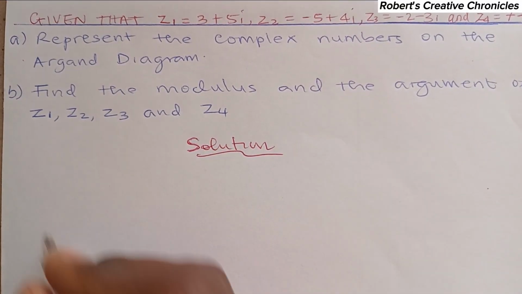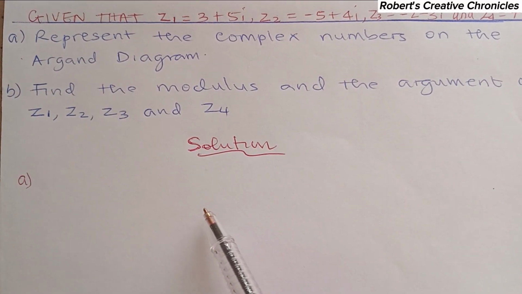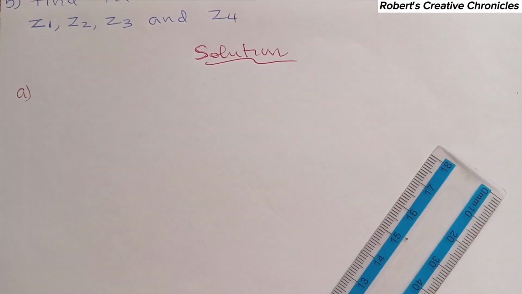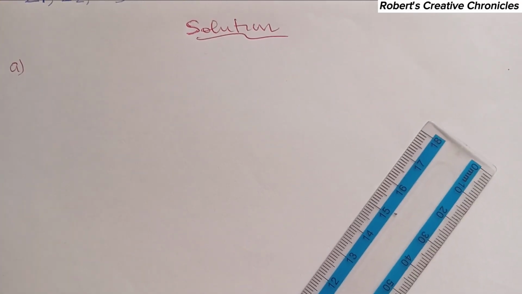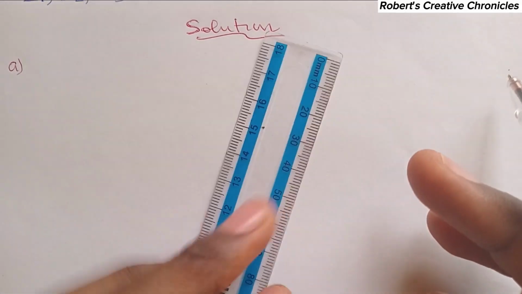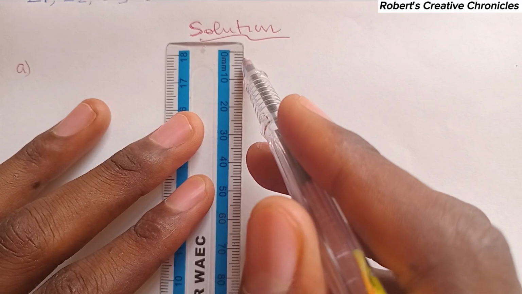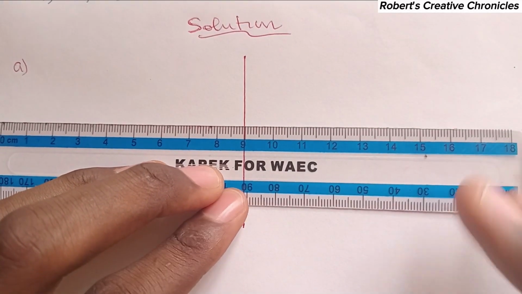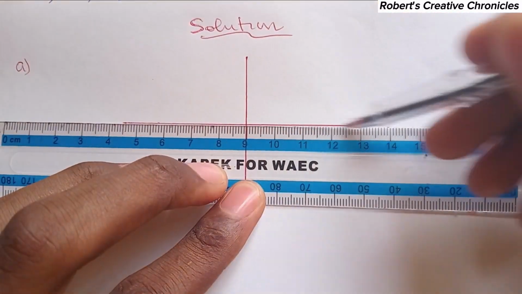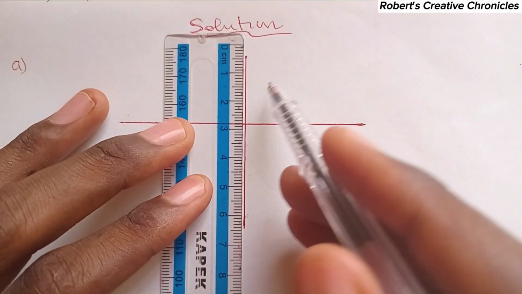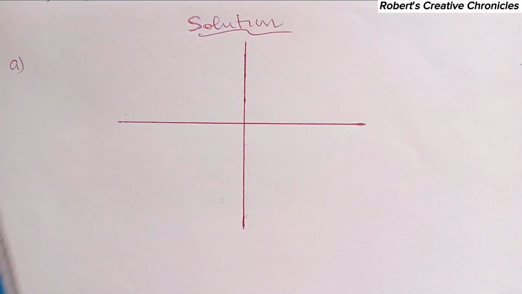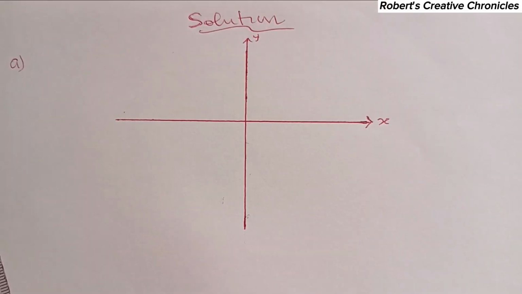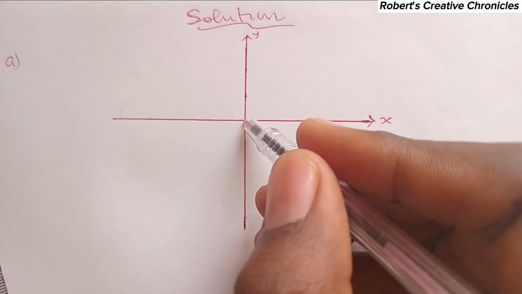So we'll start with the A part. So let's represent these complex numbers on the Argand diagram. The Argand diagram is nothing but the Cartesian plane. Since there are many, let's represent them at once. So now here, this is the x-axis, this is the y-axis, then this is the origin.